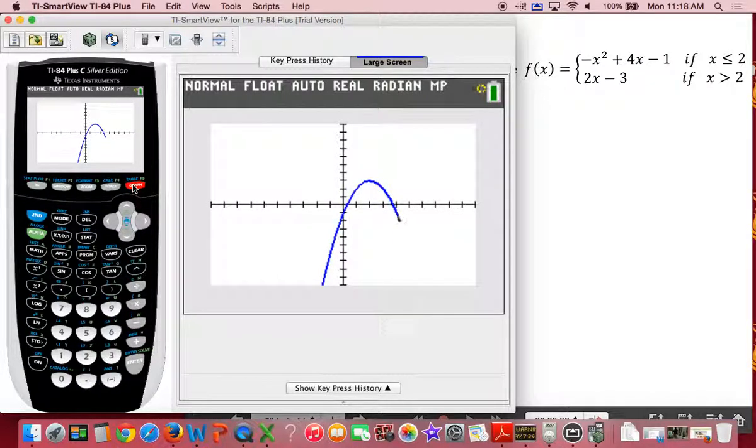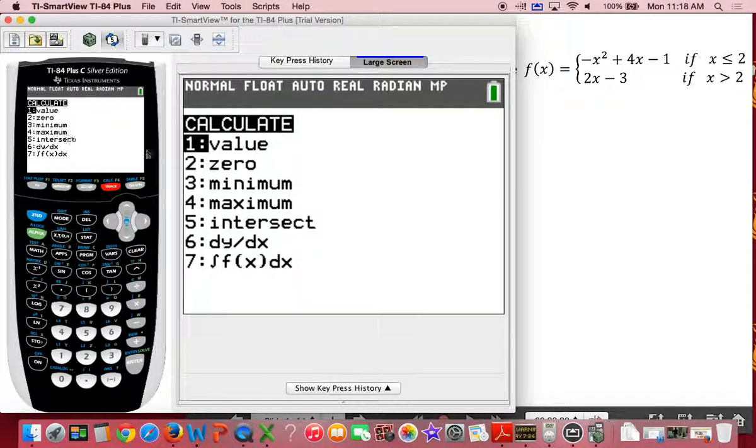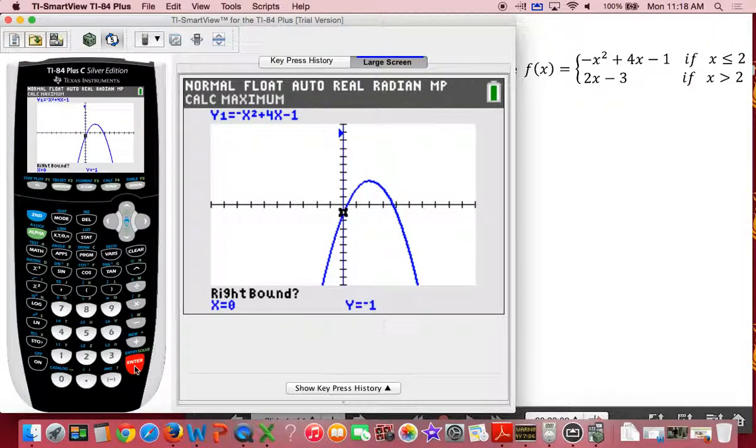Whether or not your vertex is on that boundary line, if the boundary line is x equals 2, you want to make sure you find the vertex of that parabola. It helps you get the shape of the curve. So how do I find the vertex of this parabola here? Trace does not always give you an accurate answer. The maximum. How do I get to the maximum? Second calc. And then I want to choose the maximum, so I want to choose 4. If it were a parabola opening up, I would have chosen the minimum. And so it's asking right bound.